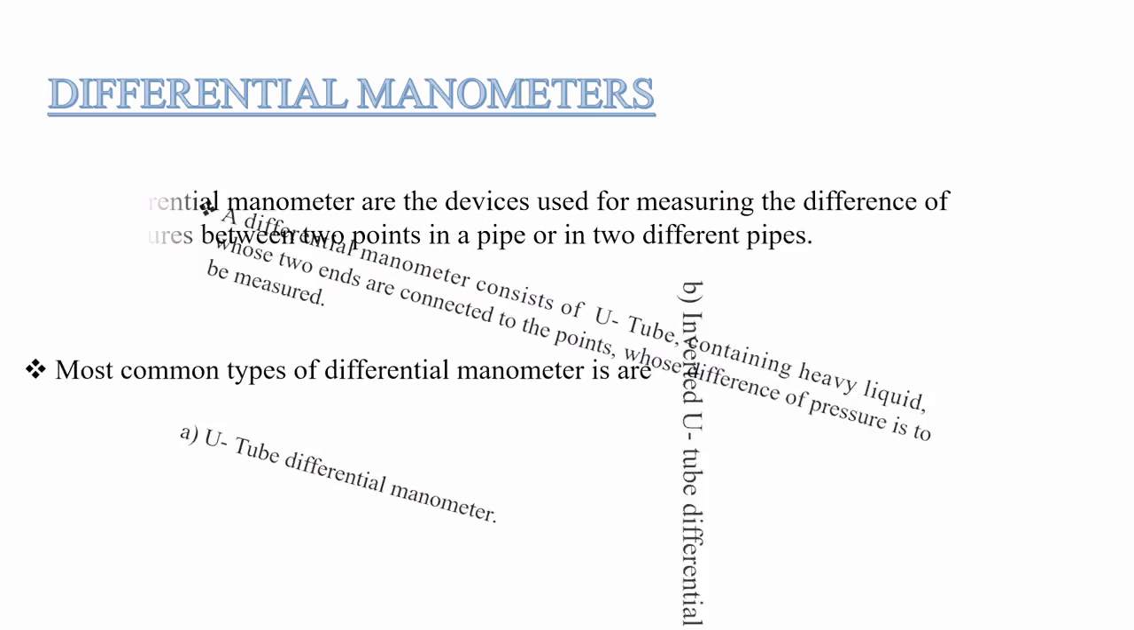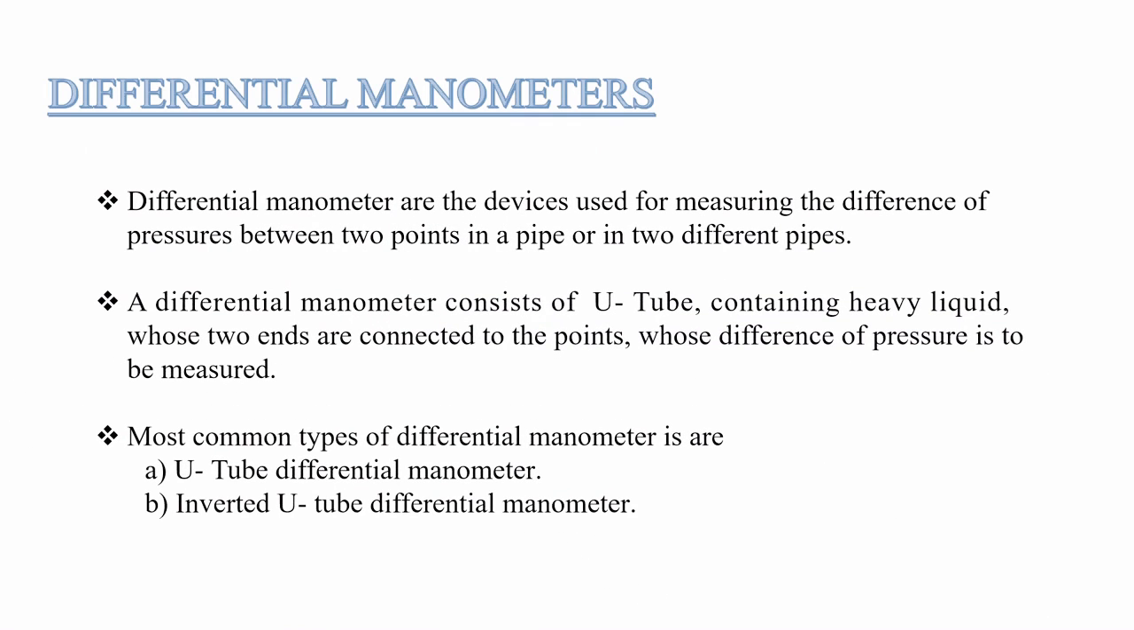Next is differential manometers. Till now, whatever we discussed were simple manometers. In the simple manometers, one end of the limb was open to the atmosphere. Here in the differential manometers, it will not be open to the atmosphere; it will be connected to another system. That is the major difference. The differential manometers are devices used for measuring the difference of pressures between two points in a pipe or in two different pipes.